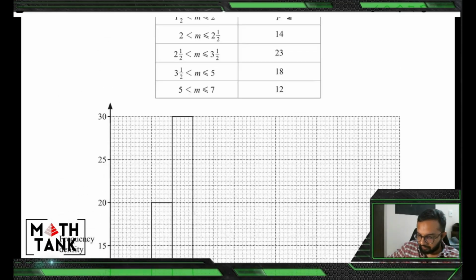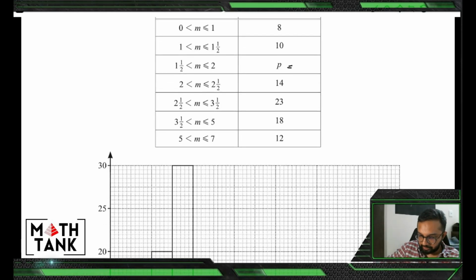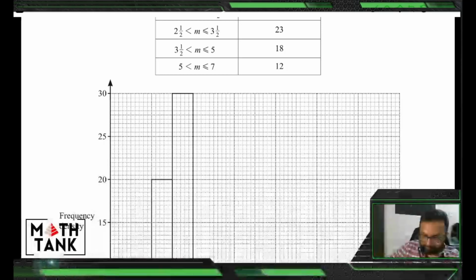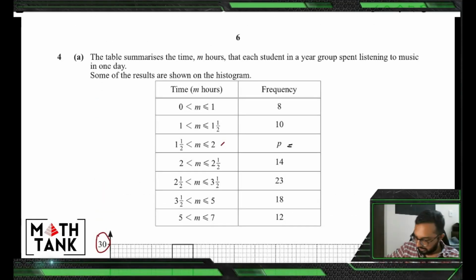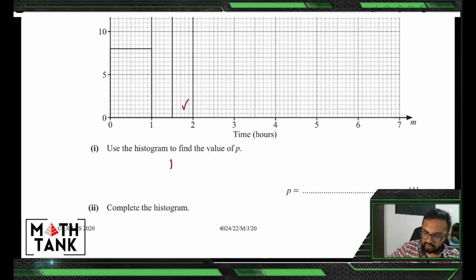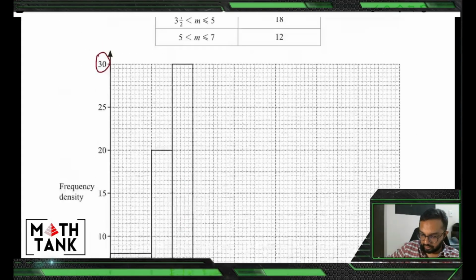And what am I given for this bar? This is the bar stretching from 1.5 to 2. So it's this bar. It has a frequency density of 30. So FD, if I were to create a column for this, is 30. How do I calculate frequency density? I know that frequency density is basically frequency divided by the class width. Okay. What is frequency? I don't know that. Let's call that P because that's what it's called.